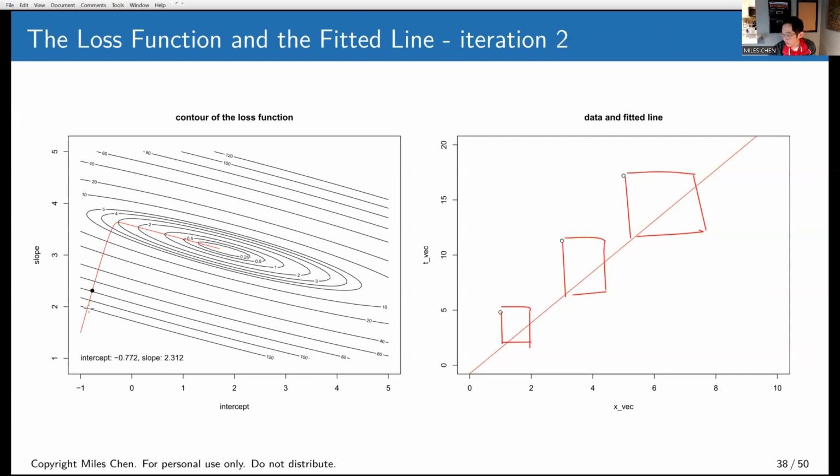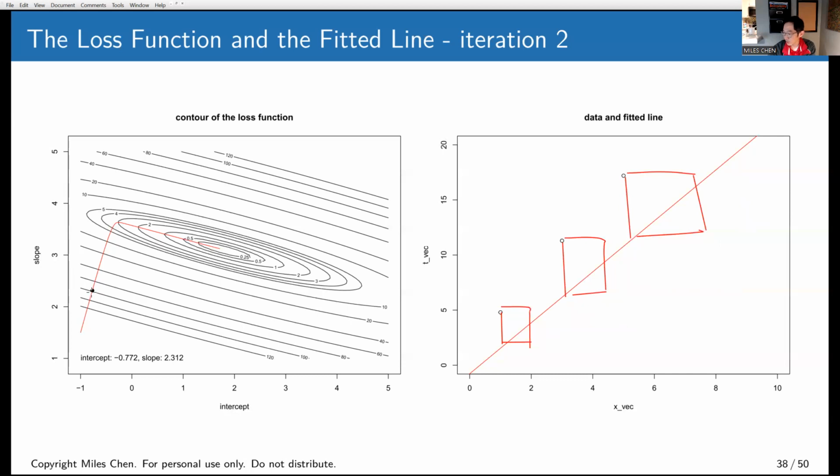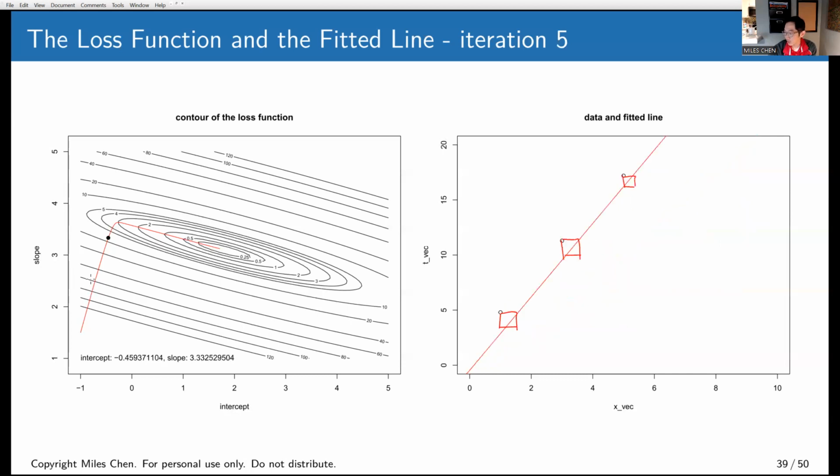over on the left. We start off with a slope of 1.5. After 1 iteration, we're at a slope of 2.3. After a few more iterations, we're at a slope of 3.3. After a few more iterations, we have a slope of 3.6 and an intercept of -0.23.